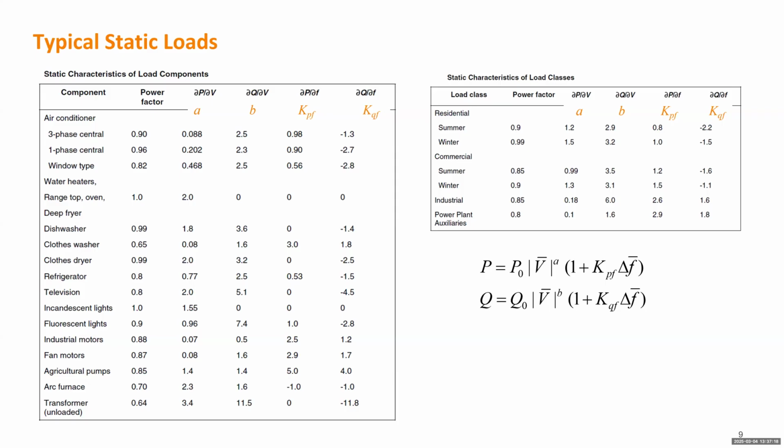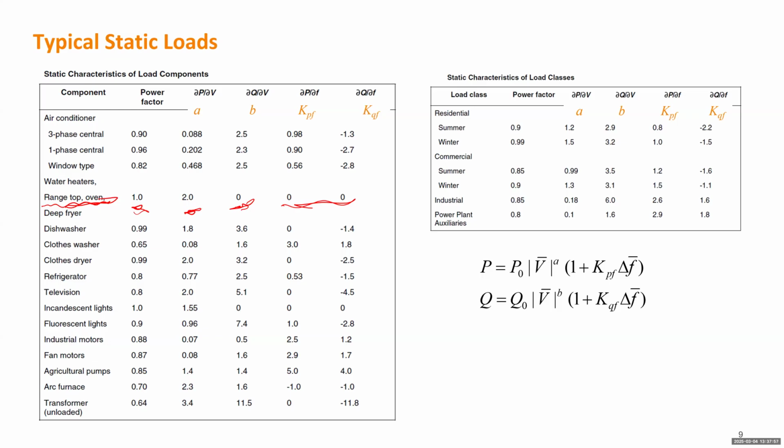So there are two tables which show some typical values of the power factor, like A, B, and KPF and KQF. It may be too small, but if we pick, for example, an oven: the power factor is 1, and A equals 2, which means it's a constant impedance load, and B is 0. It doesn't have reactive power and doesn't depend on frequency. So this is simply a resistive load.